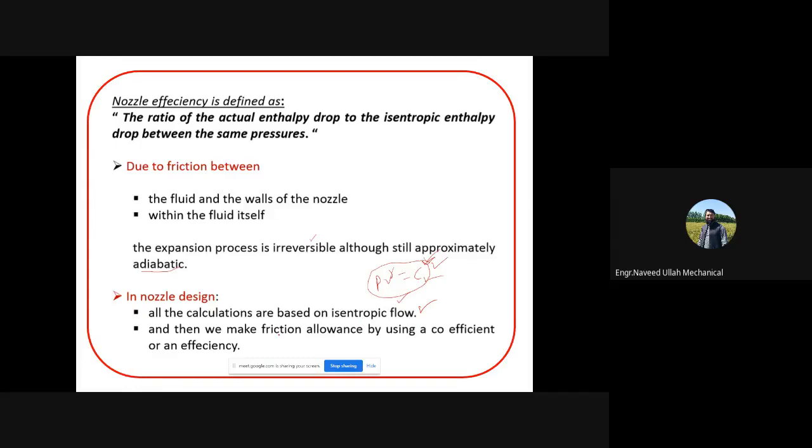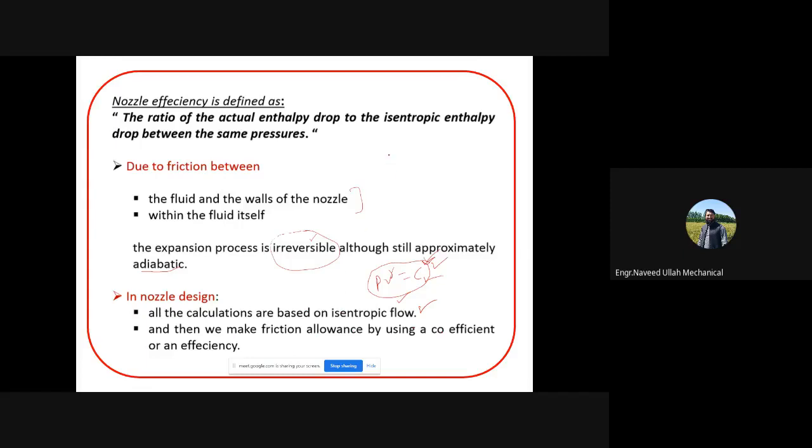Okay, so they are saying that all the calculations are based on the isentropic process, even the formulas that we developed and derived are based on the isentropic process. Okay, and that is a valid assumption, because I told you that this friction loss causes irreversibilities. Okay, that friction and that loss and gain of heat is very very small and negligible. So that is a valid assumption. But even if you want to make the calculation more precise, yes, you can take those things into account, and then we make a friction allowance by using the coefficient R and efficiency.